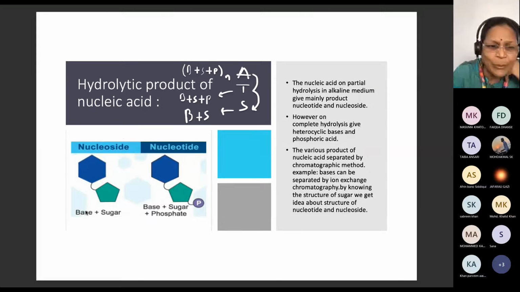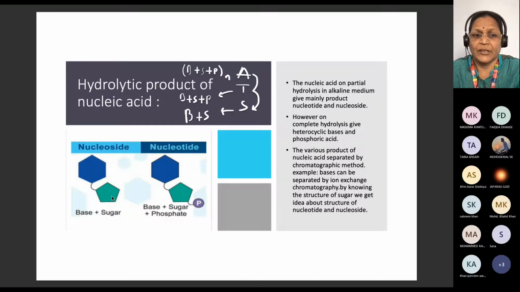Are you able to see this diagram? Blue color, base plus sugar. This is your base and this five-carbon pentagon is your sugar. It is aldopentose, correct? Green color is your sugar and blue color is your base. So nucleoside is nothing but your base plus sugar. I want you to repeat: nucleoside is nothing but a combination of base and sugar.